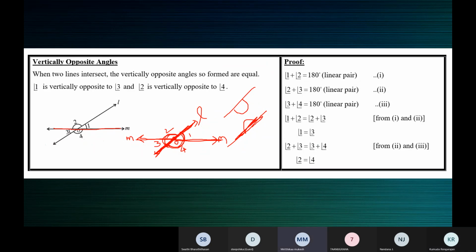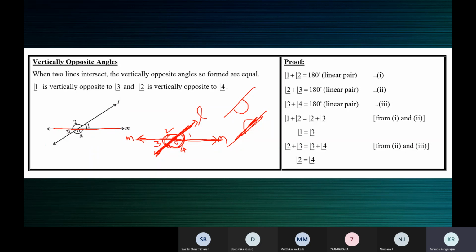Ma'am, angle 1 and 2 form a linear pair in line M, and 3 and 4 make a linear pair in line M. Okay, good, Mritika. Your answer is right. Thank you. So on M, we have angle 1 plus 2 is equal to 180. And below that, we have 3 plus 4 is equal to 180.